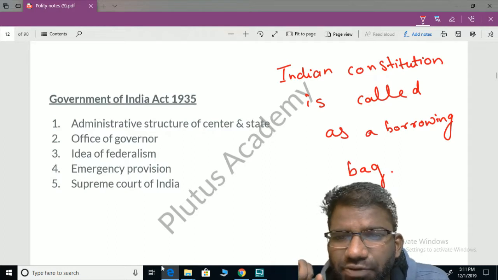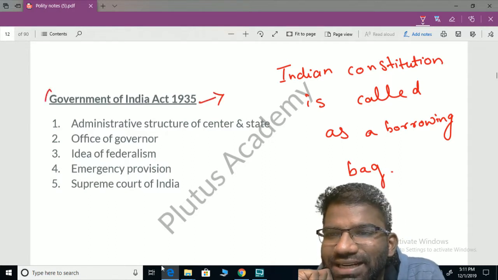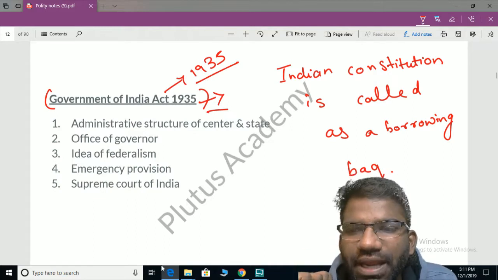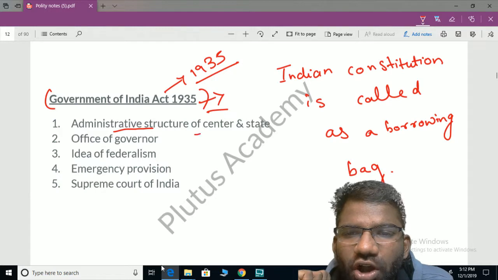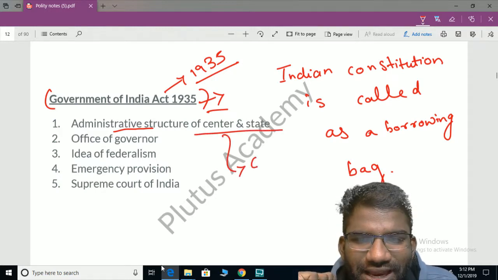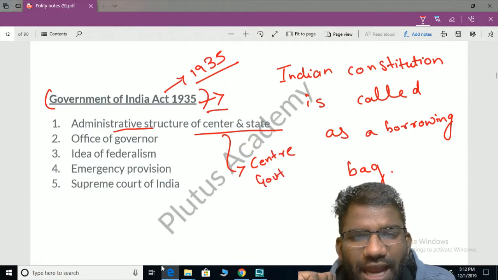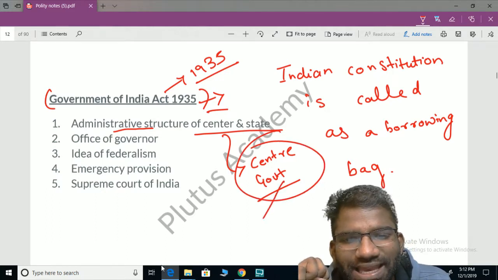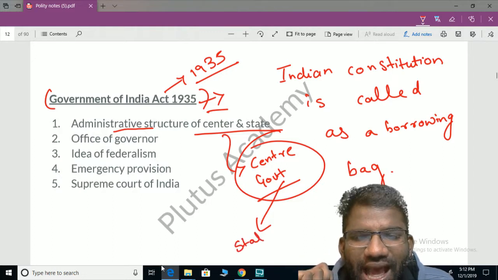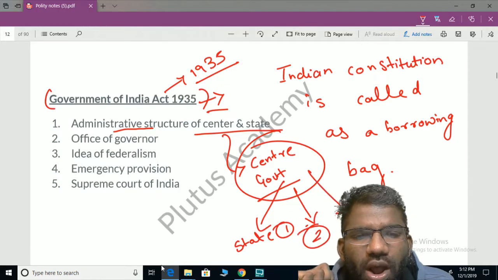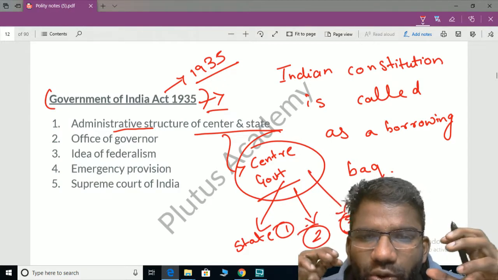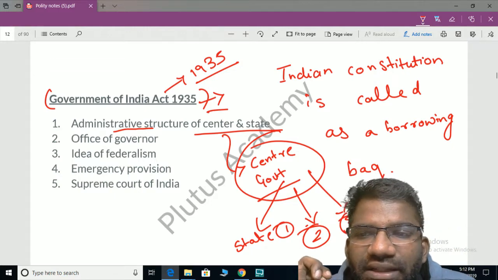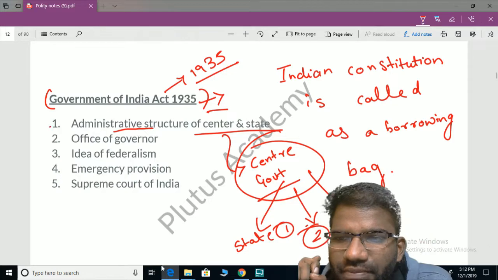See, the first place from where provisions have been taken is the Government of India Act 1935. This act was made in the year 1935. So what has been taken from it? The administrative structure of center and state. Friends, you know India has a center government. At present, we have the BJP, the NDA, ruling at the center. Each state has one state government. So how does the center and states' administrative structure function? This has been taken from the Government of India Act 1935.